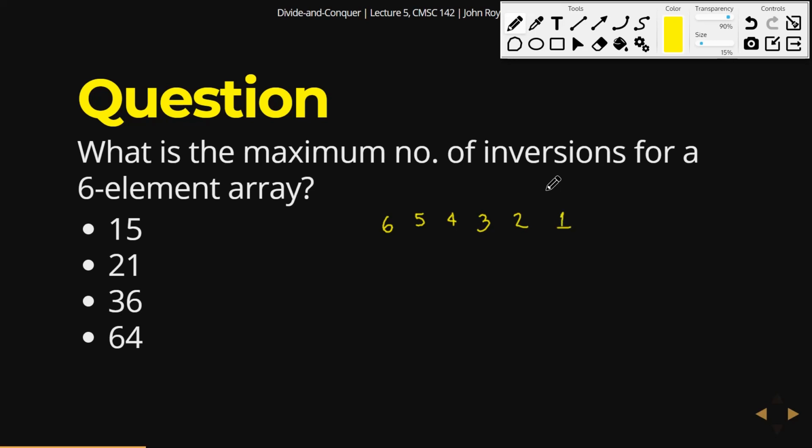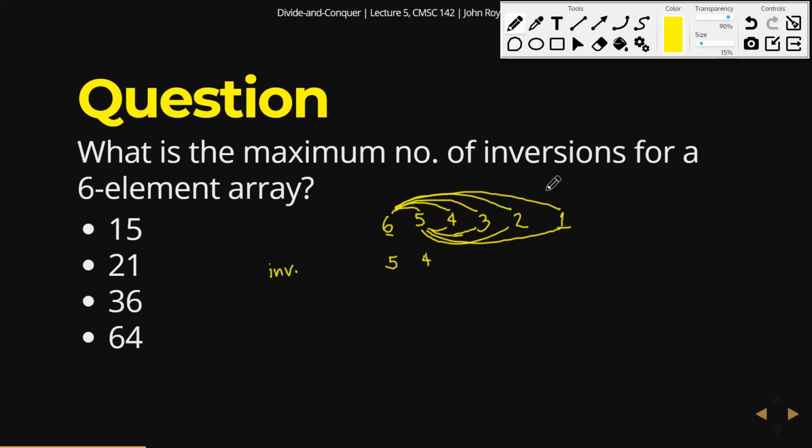So how many inversions would there be for 6? For 6, it's inverted with 5, 4, 3, 2, and 1. So there are a total of 5 inversions for 6. Then for 5, there would be 1, 2, 3, then 4, right?